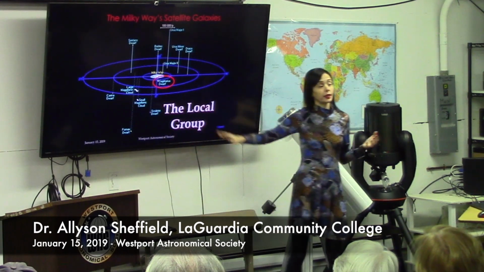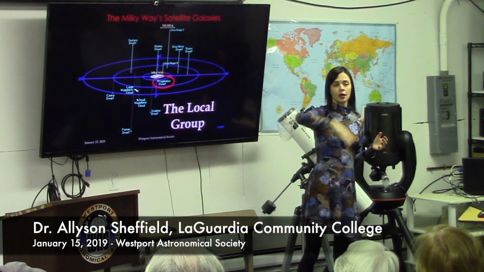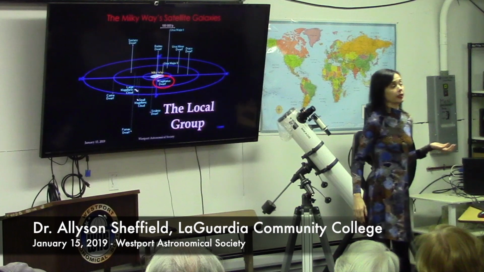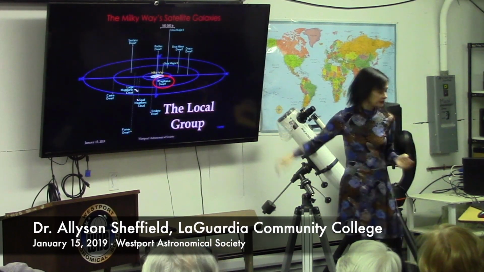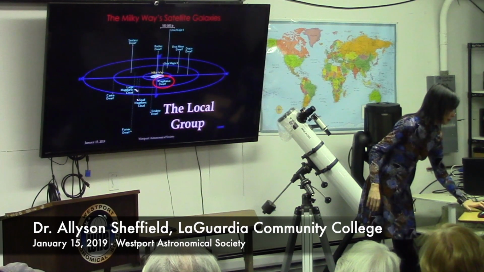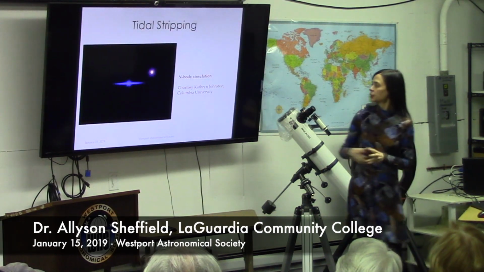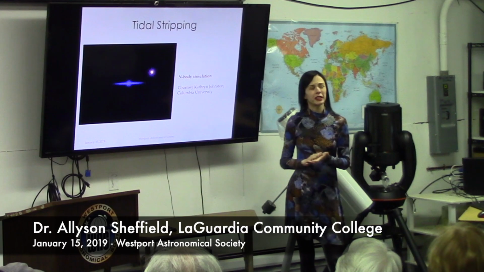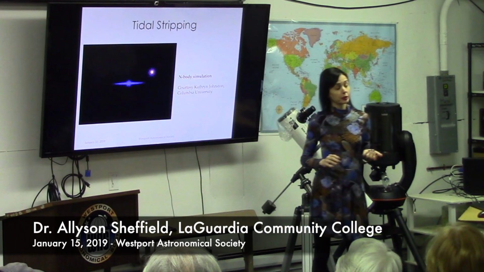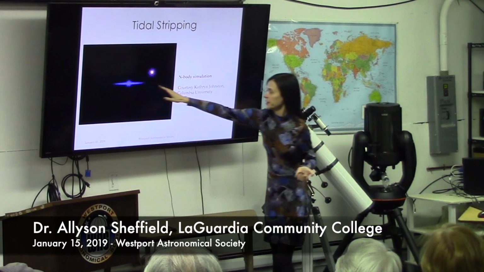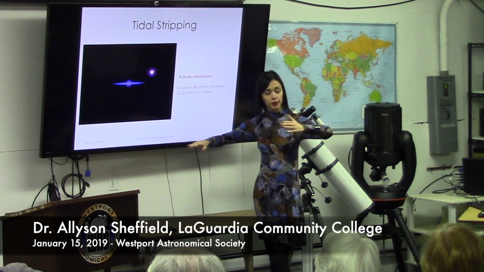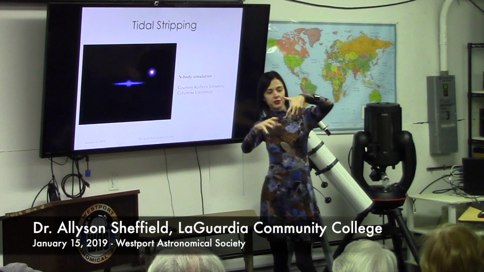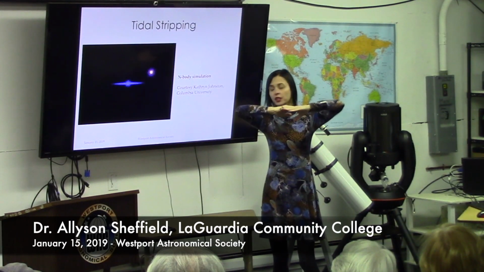And both the Milky Way and Andromeda have systems of small satellite galaxies that are orbiting around them that have been pulled in. All right, so next up, I mentioned tidal stripping. This is called an N-body simulation, a computer simulation, and this is meant to be a spiral galaxy. We're looking at it edge-on, so we don't see the spiral arms.